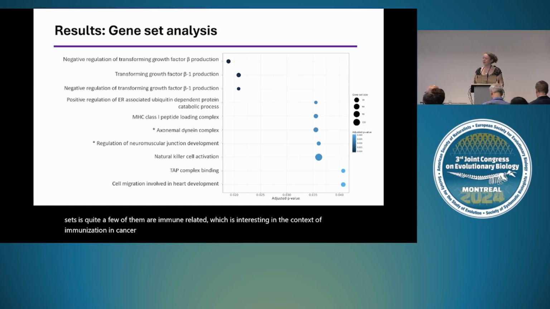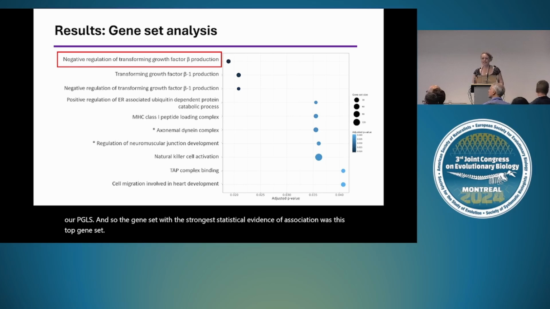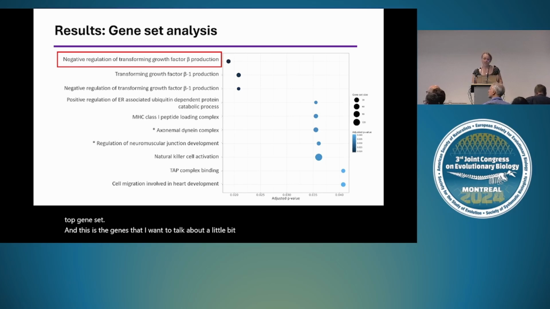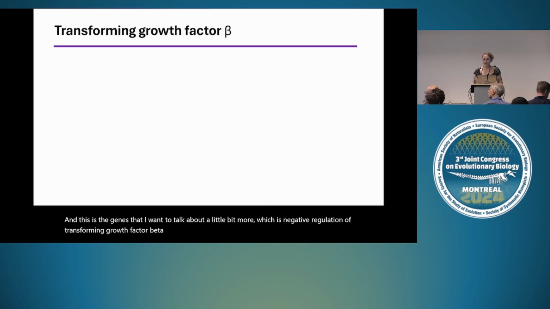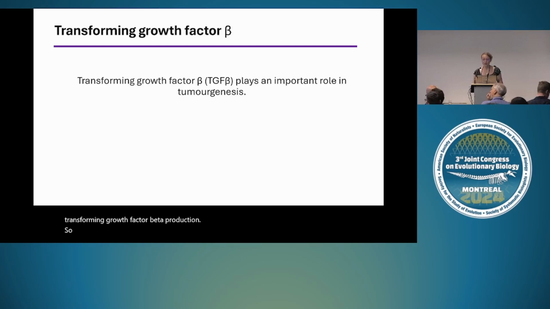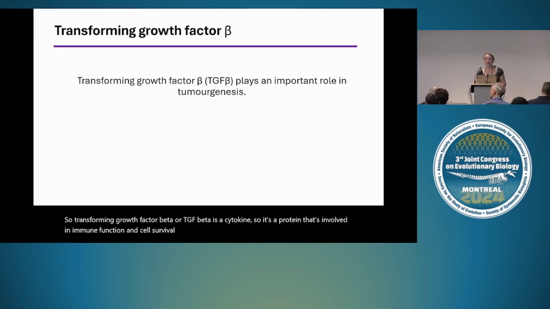So on this plot, we have the p-values on the x-axis of the results from our PGLS. And so the gene set with the strongest statistical evidence of association was this top gene set. And this is the gene set I want to talk about a little bit more, which is negative regulation of transforming growth factor beta production. So transforming growth factor beta, or TGF-beta, is a cytokine, so it's a protein that's involved in immune function and cell survival. But it also plays a role in tumorigenesis.